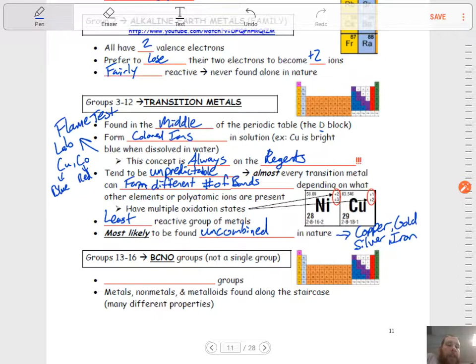Groups 13 through 16, the BCNO groups, just come from boron, carbon, nitrogen, and oxygen. They're kind of miscellaneous groups. They don't really have one specific family. They have metals, nonmetals, and the metalloids found along the staircase. They have a lot of different properties, so there's not just one specific family that we can call them. They're just kind of miscellaneous depending on where they are.